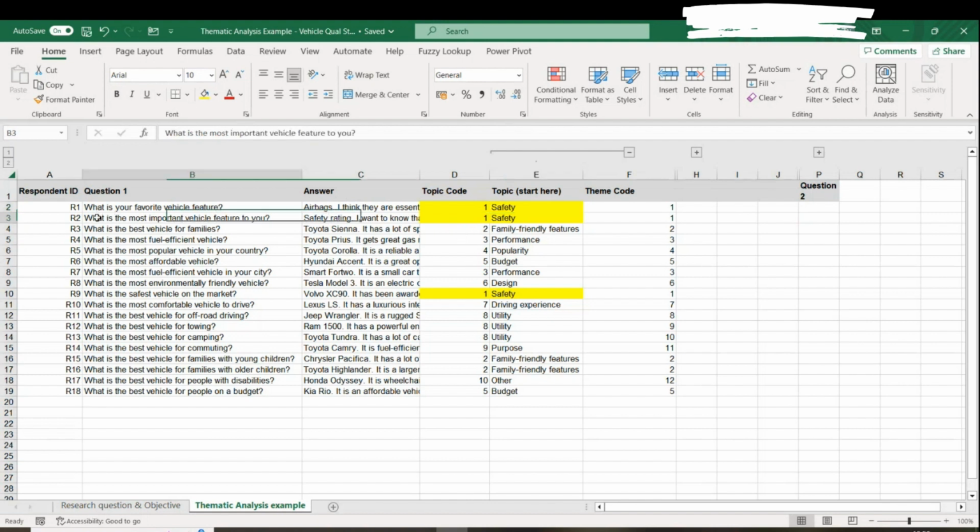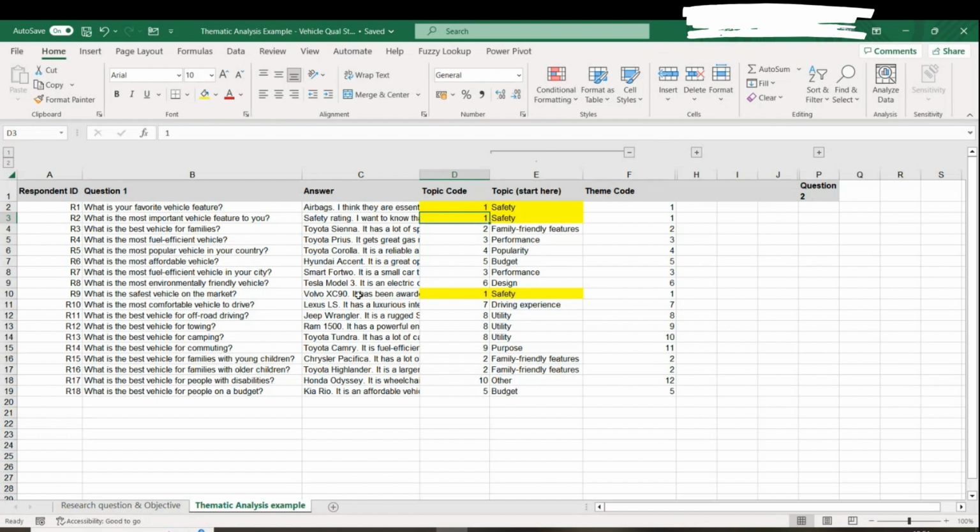So let's see respondent number 2. What is the important vehicle feature to you? This respondent said safety rating. I want to know that the vehicle I'm driving is as safe as possible, and the safety rating is good, which is a way to measure it for the respondent. So safety comes up twice.